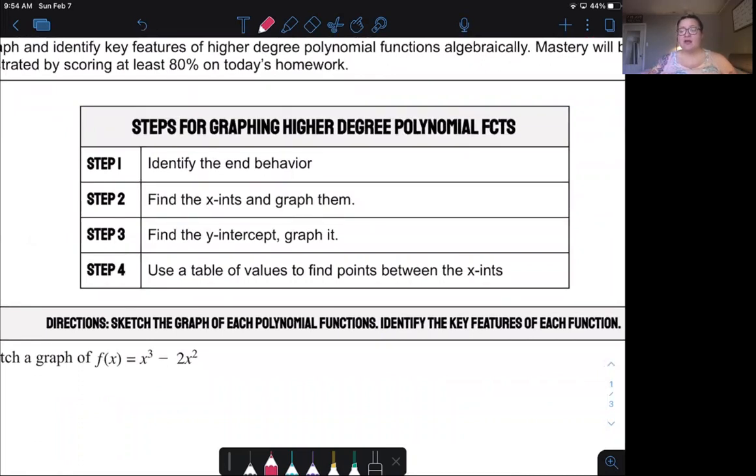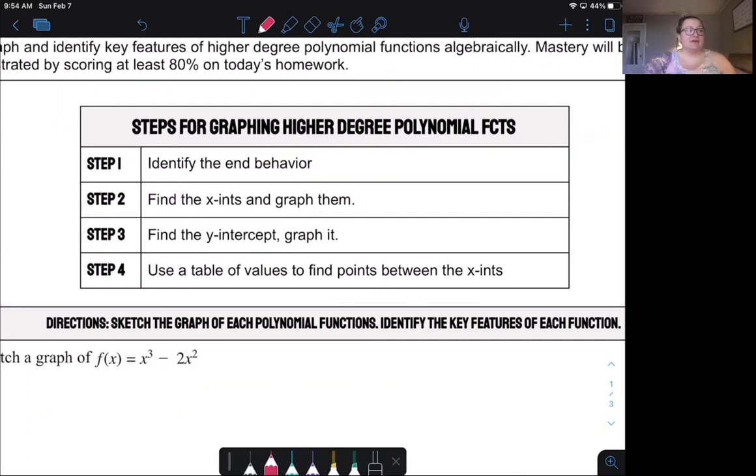So remember, step 1, we always identify the end behavior first. Step 2, we find the x-intercepts and graph them. Step 3, we find the y-intercept and graph it. Step 4, we use a table of values to find points in between the x-intercepts to help us further figure out how the sketch of this graph is going to look.